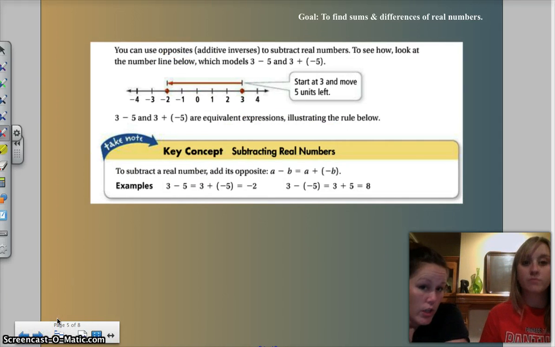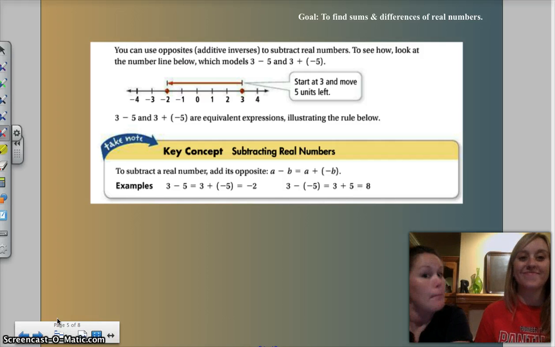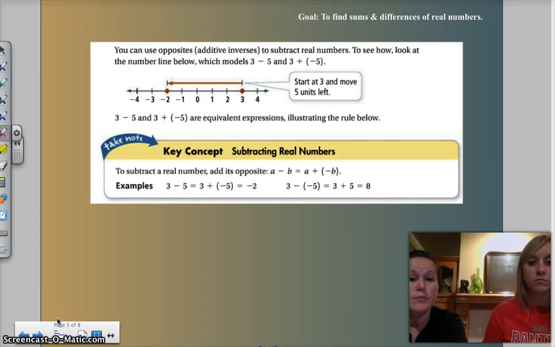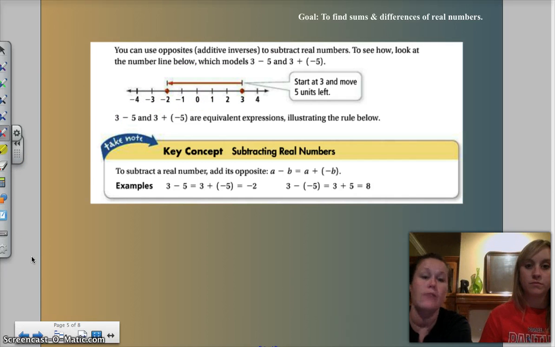Okay, so we are going to use additive inverses or opposites to subtract real numbers. To see how, look at the number line below, which models 3 minus 5 and 3 plus negative 5. Guys, it's the same thing. 3 minus 5, you change that minus in the middle to plus negative, and it's exactly the same thing. So they start at 3, and we know we're subtracting 5, so we move 5 places to the left. So 1, 2, 3, 4, 5. So 3 minus 5, or 3 plus negative 5, is negative 2.